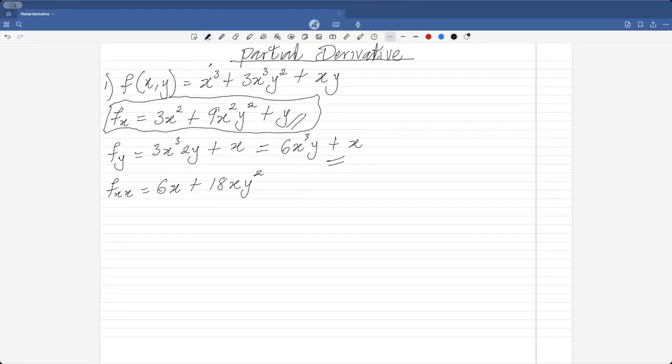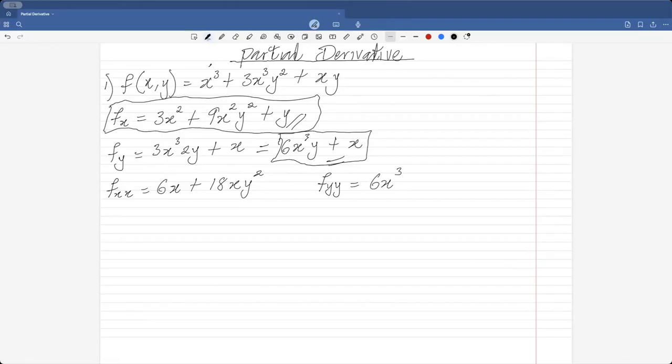We can also be told to find f sub yy. So it means this first derivative here, we need to differentiate it again with respect to y. So in this case, our final answer becomes 6x cubed. x becomes the constant, and the derivative of a constant is 0.